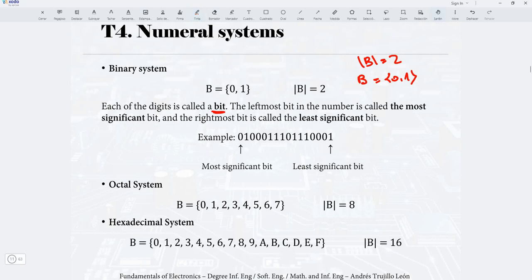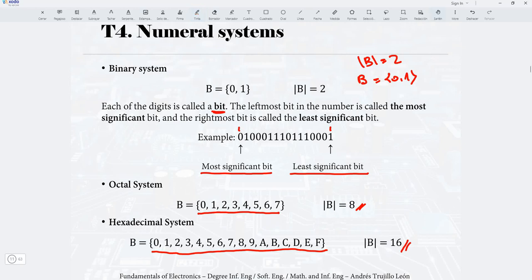The bit that is to the left is going to be called the most significant bit, and the bit that is to the right is going to be called the least significant bit. We have as well the octal system that has 8 elements, and the base is 8. And we have also the hexadecimal system that has 16 elements.